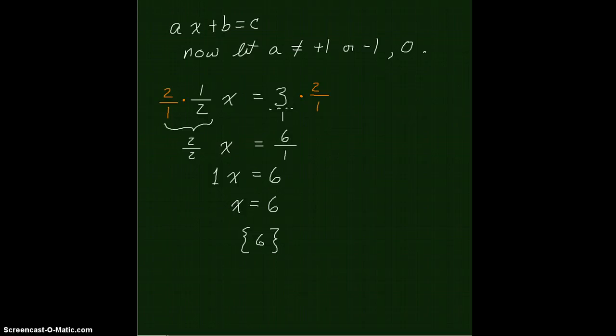Let's try something slightly different. We'll add a little bit to it. Let's try the example 3x minus 4 equals 9. Now notice I have two terms on the left-hand side. The first term has an x. The second term does not.